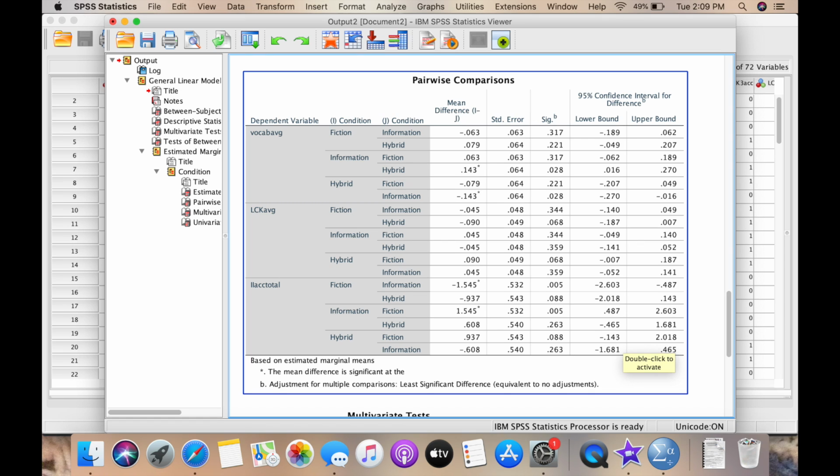So now I can only look at that generalization score, and there I can actually see that the information and fiction books are significantly different, and it looks like the information book is higher than the fiction book. So what that would mean is that children who heard the information book actually were generalizing more information than the students who read the fiction book. Okay, so that's pretty much that in terms of the data analysis.